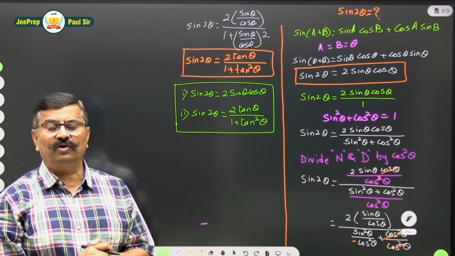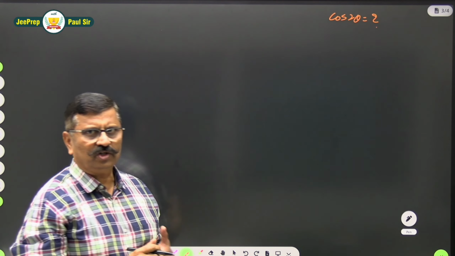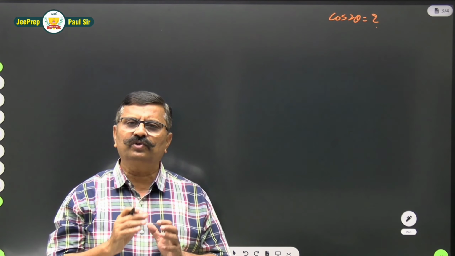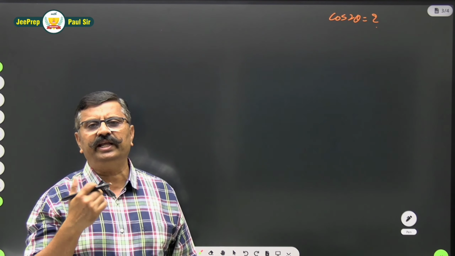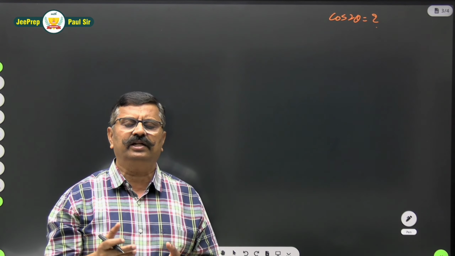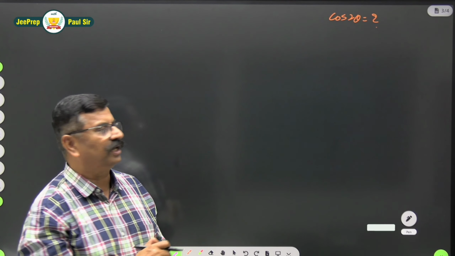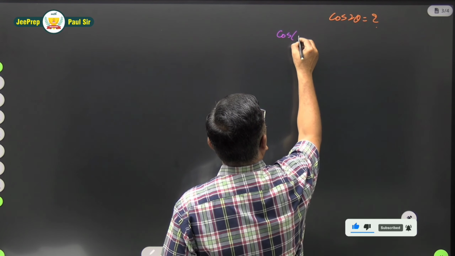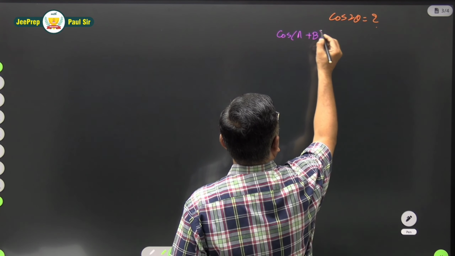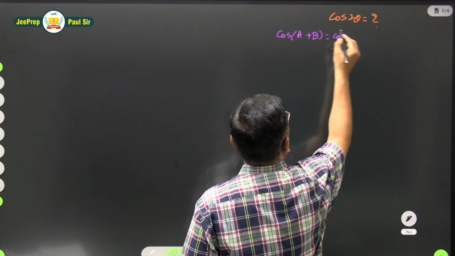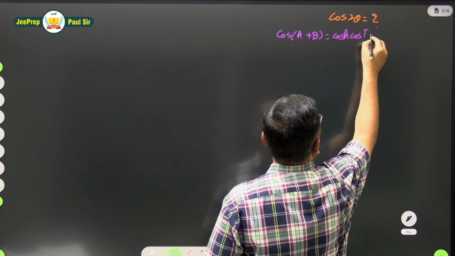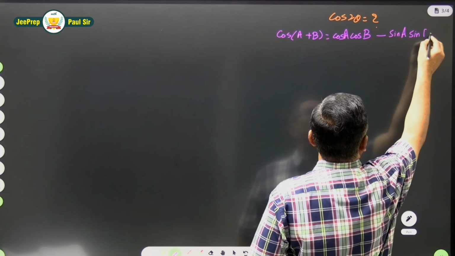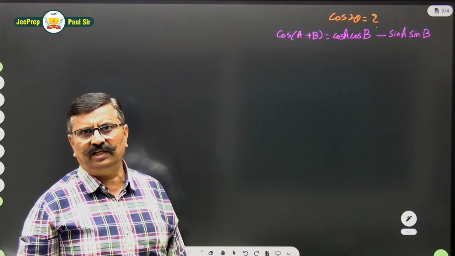Now let's find the formulas for cos 2 theta. To find the formulas for cos 2 theta, we will use the formula of cos A plus B. And then we will take angle A as theta and also angle B as theta, as before in the previous case of sine 2 theta. So therefore, cos A plus B is equal to cos A cos B minus sine A sine B. Cos A cos B minus sine A sine B.